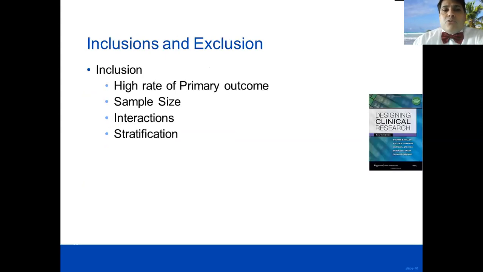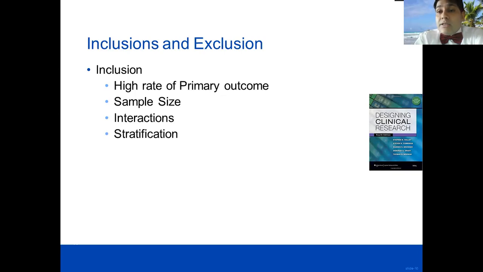I think inclusion exclusion criteria are very important. You want to define inclusion criteria because then you want to have a uniform way of patients coming in for both cases and control. These are defined by the group which is more likely to have the primary outcome. That's one thing, and I'll give an example about how a teenage female is less likely to get cardiovascular diseases.